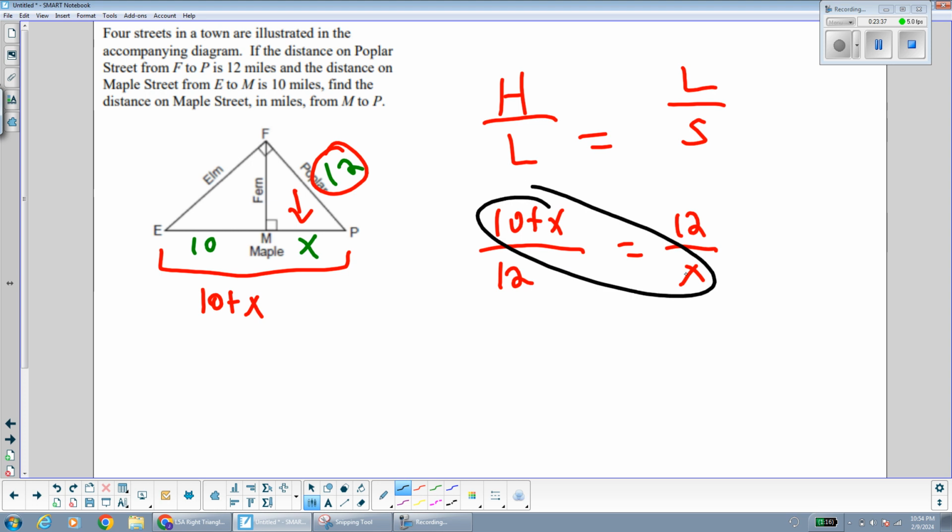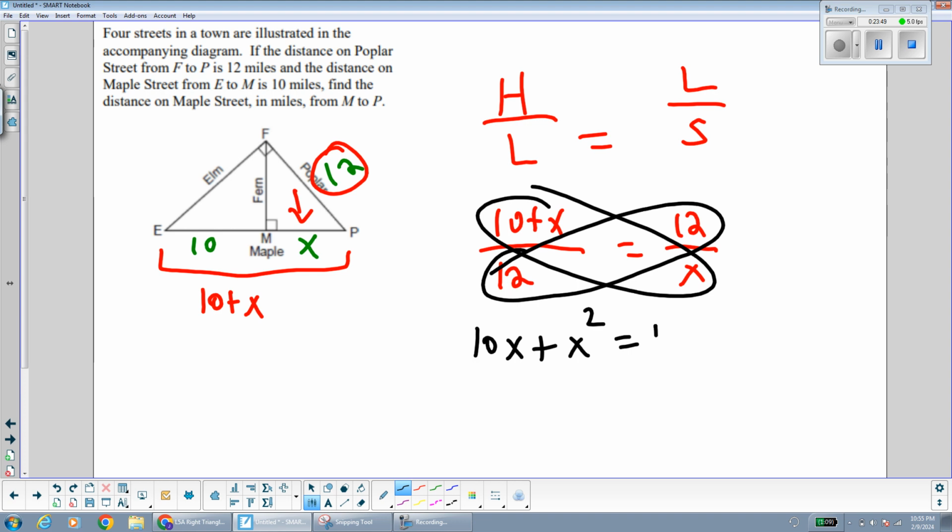Remember to distribute. 10 times x is 10x. X times x is x squared. 12 times 12 is 144. I'm going to reorder these. X squared plus 10x. I'm going to subtract 144 from both sides. And notice I have a quadratic. So I am going to have to factor this.